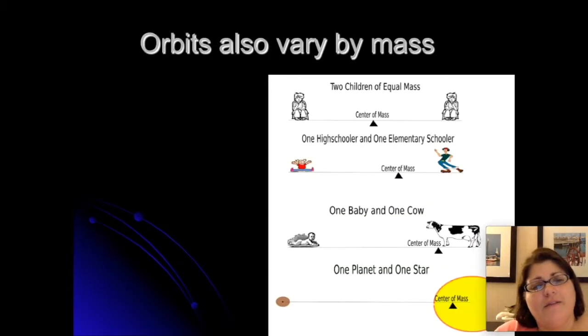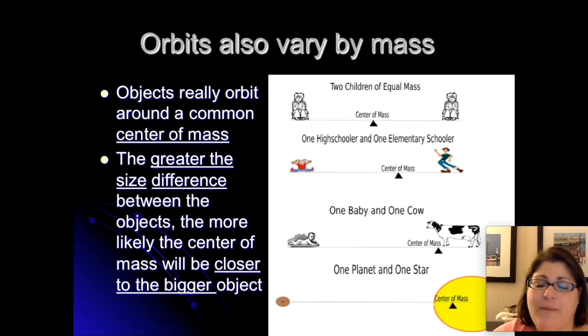Our last part of the discussion regarding orbital motion has to do with a little bit of a clarification. We've been talking about one object orbiting another, and that's not really what happens. What happens is the two objects orbit around the center of mass. Where that center of mass is, though, varies greatly with the size of the two objects. We can see that really easily by looking at balancing an object.